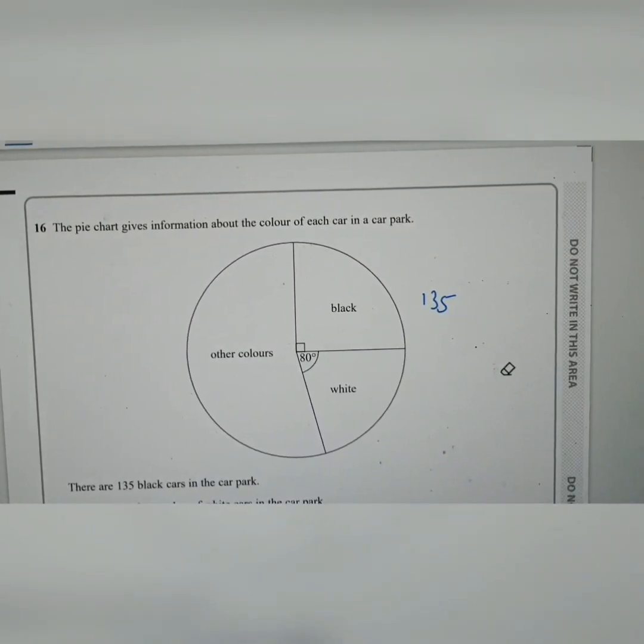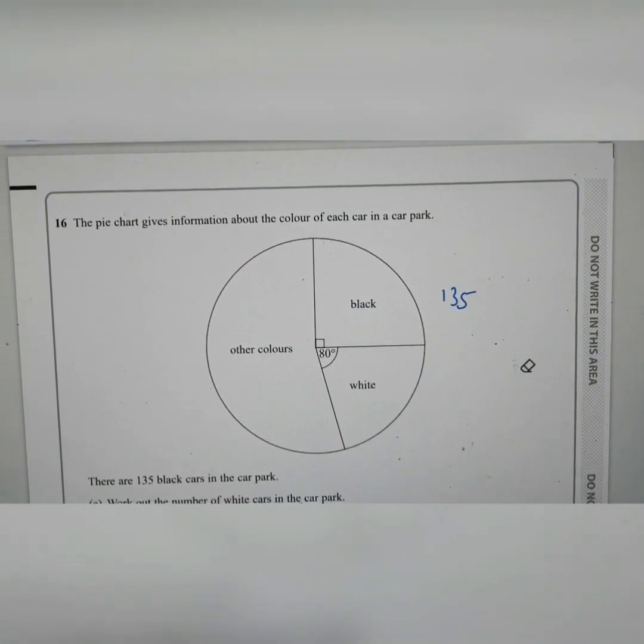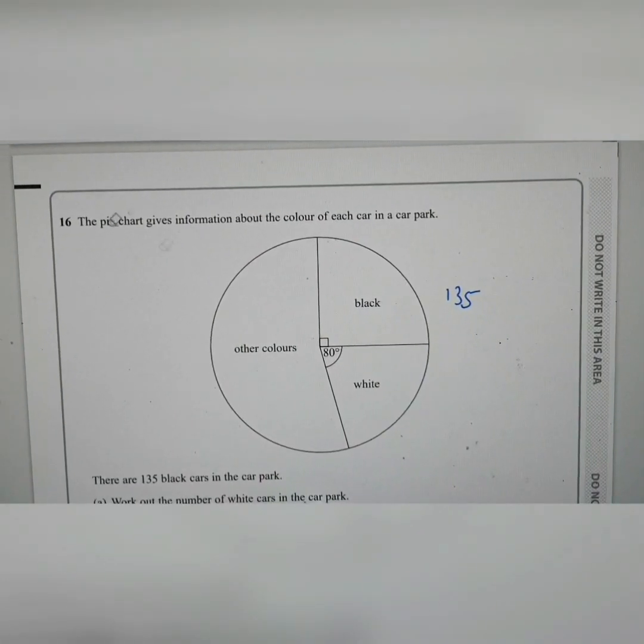The pie chart gives information about the colour of each car in a car park. There are 135 black cars in the car park. Work out the number of white cars in the car park. So 135 represents 90 degrees. You can see that here.